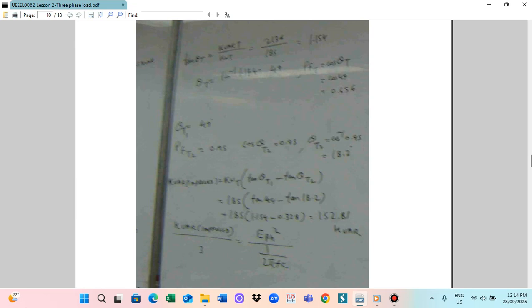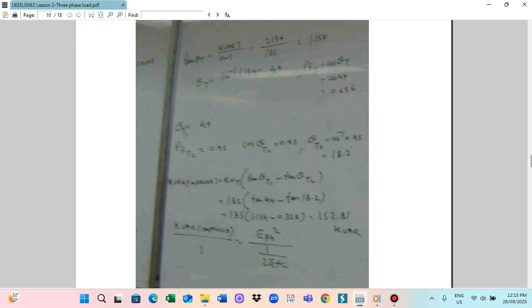So kVAR total is 213.6 and the kilowatt total is 185. So this is 206 divided by 185. So you got 1.154. So theta total is equal to tangent inverse 1.154. So the inverse of tangent 1.154. So 49 degrees. So the angle is 49 degrees.